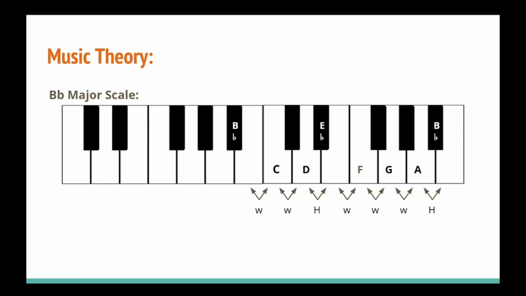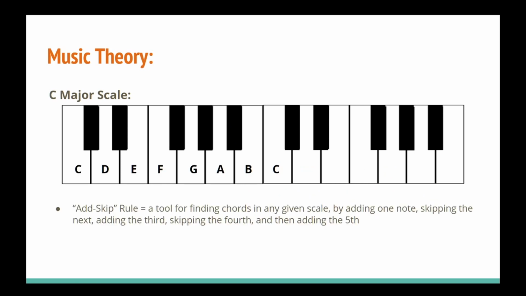If we want to find out what chords are available to us in any given scale, all we need to do is follow the add-skip rule. For this rule, we start with one note and add it to our chord. We skip the next note in the scale and add the third. Then we skip the next note and add the fifth. Doing this in the C major scale gives us a C major triad, where the first is C, the third is E, and the fifth is G. This is the chord that the scale is named after.